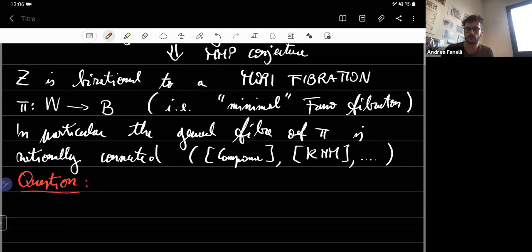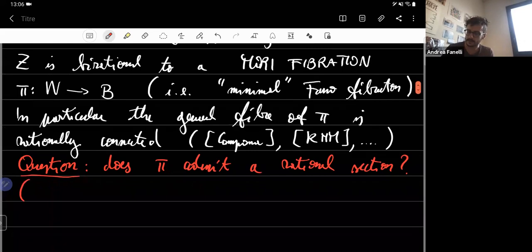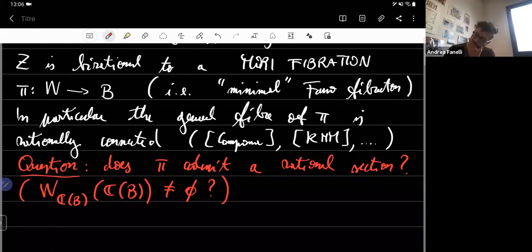The question I ask myself is a structural question on Mori fibrations, which is about the existence of a rational section. So does my π admit a rational section? Or if you want in more algebraic terms, I take the generic fiber of π and I look at rational points, and I ask if this set is not empty.